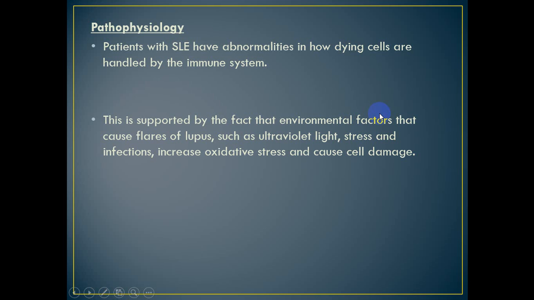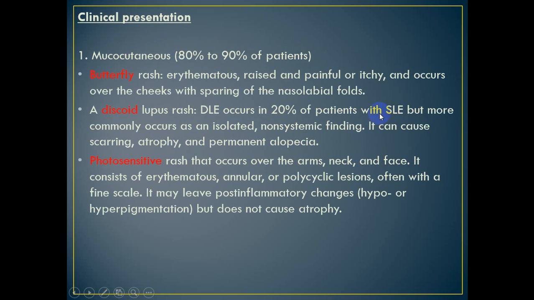Now, this is supported by the fact that environmental factors that cause exacerbation of SLE, such as UV light, citrus, infection, and increasing oxidative stress, all increase apoptosis. So, apoptosis, which normally occurs, is just abnormally handled by the immune system.